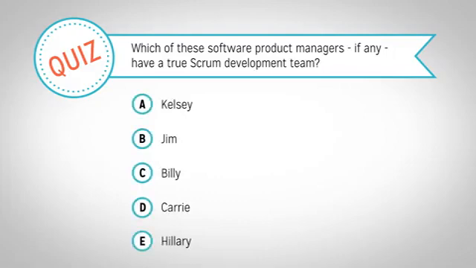These are all examples of development teams that you will commonly see. However, only Billy has a true Scrum development team. There are no titles or sub-teams, and the team is cross-functional and an appropriate size. Kelsey's team had titles. Jim's team was too large. Carrie's team had sub-teams, and Hillary's team is not cross-functional because they subcontract out the testing. Therefore, C is the only correct answer.